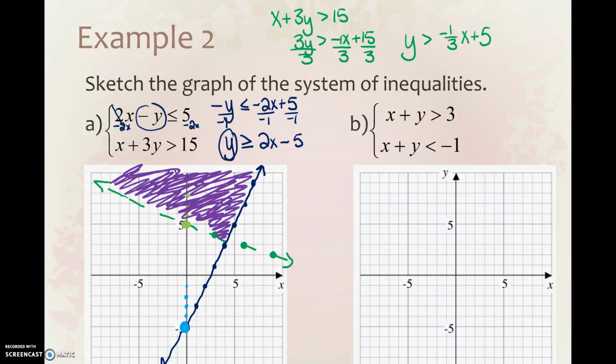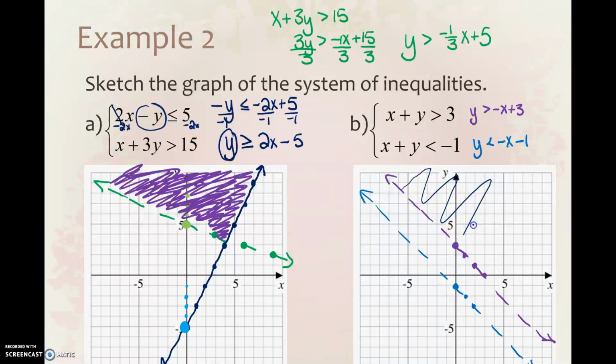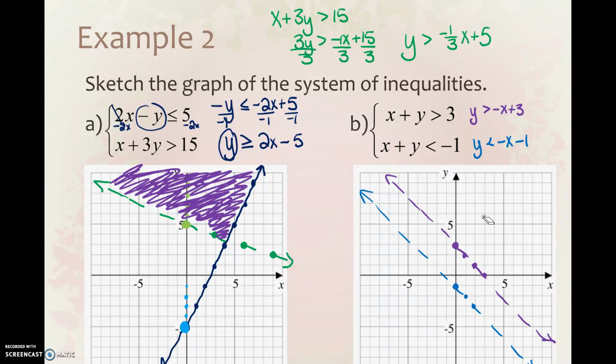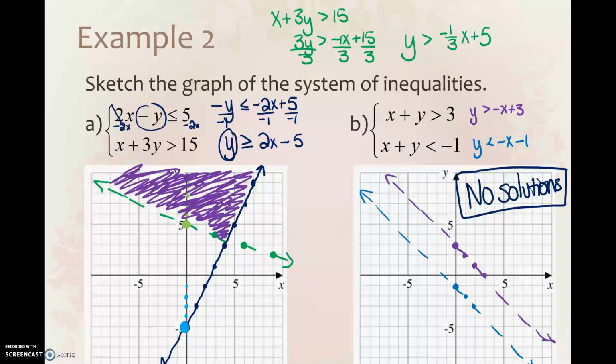Okay, if you're doing this on your own, try B on your own. Pause the video. In B, we have 2 dashed lines that are parallel. The purple one wants us to shade up, where the y values are greater. The blue one wants us to shade where the y values are smaller. Do those shadings overlap at all? No. So because the shadings don't overlap, there are no solutions. If you have no overlapping shading, there are no solutions.